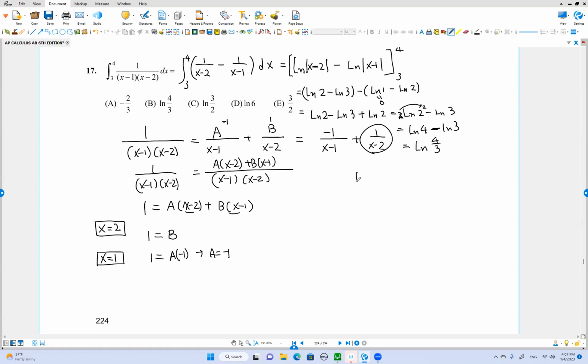You understand, okay? Log A minus log B is log A over B. ln is the same thing, ln A minus ln B is ln A over B. Okay? Now we got the answer ln 4 over 3, okay? That is number 17.